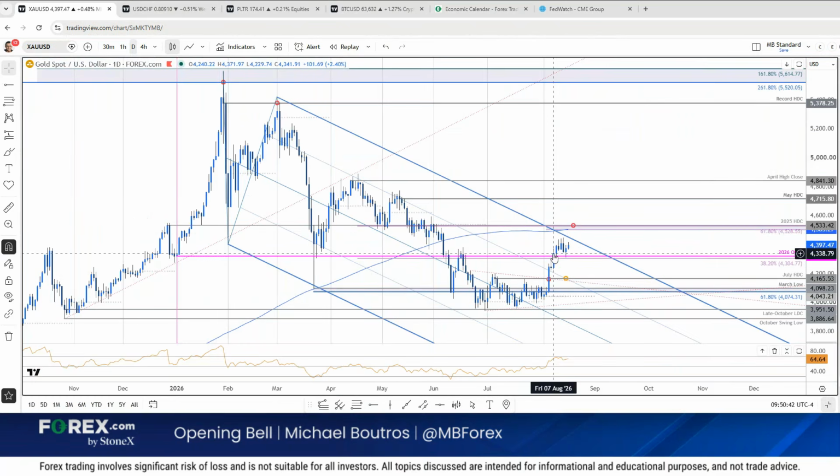So this is the pivot break. This was the first resistance zone. We broke through it right before I left, tested it as support.